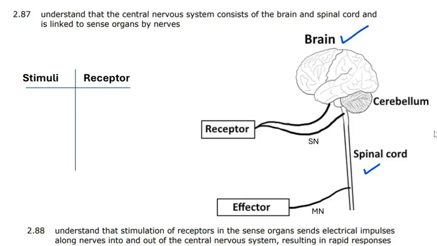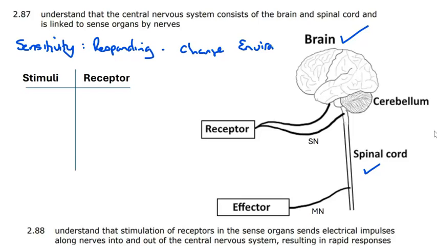Now, if we think of the characteristic of life, which is sensitivity, you might try to recall what the definition of that is. We are responding, so that's an important part, responding to changes in the environment. Now, for that to be possible, we need to be able to detect the changes in the environment, and that is the role of our receptors. The kinds of change in the environment are known as stimuli.